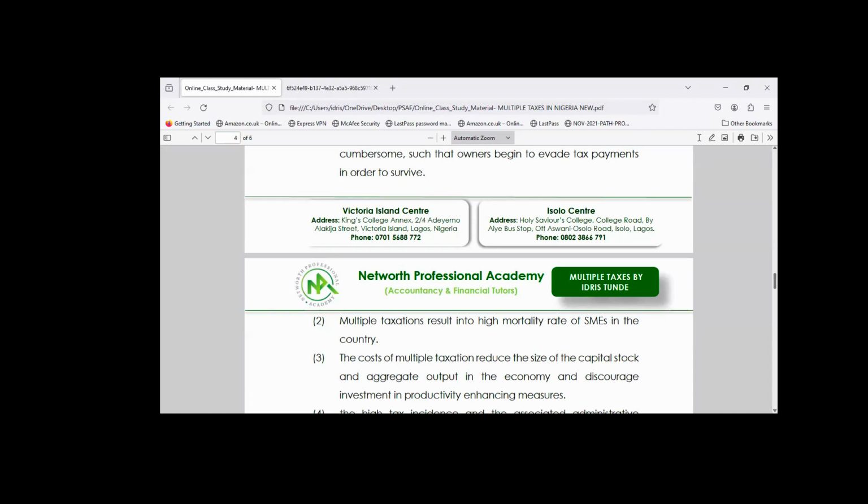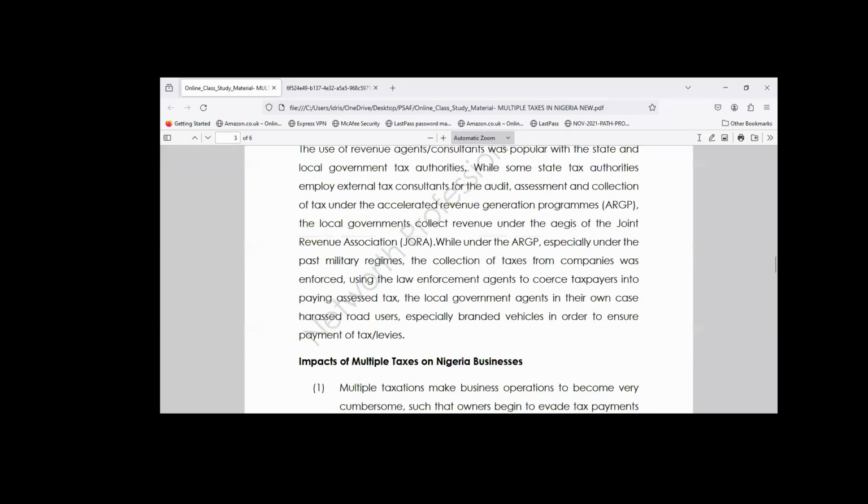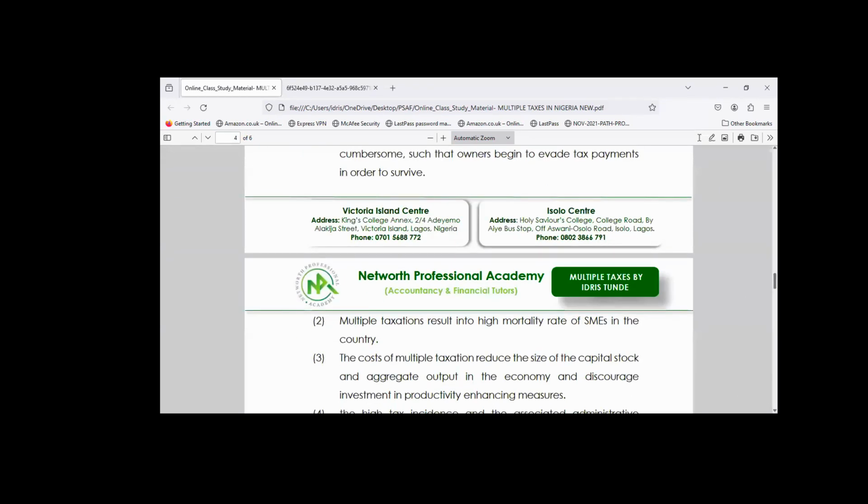Of recent, most of the companies, medical and pharmaceutical companies, are relocating out of Nigeria. They are moving to the neighboring country. One of the problems that they cited is multiple taxes. They pay a lot of taxes in Nigeria, which does not commensurate with the profit that they achieve. So those are the impacts of multiple taxes.